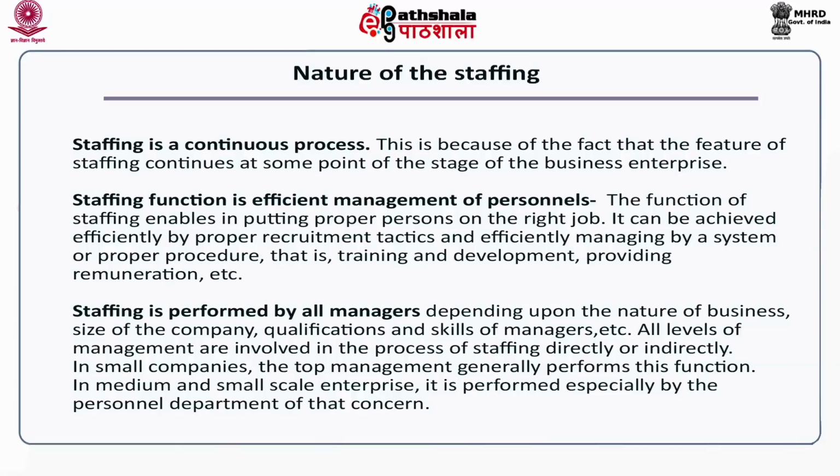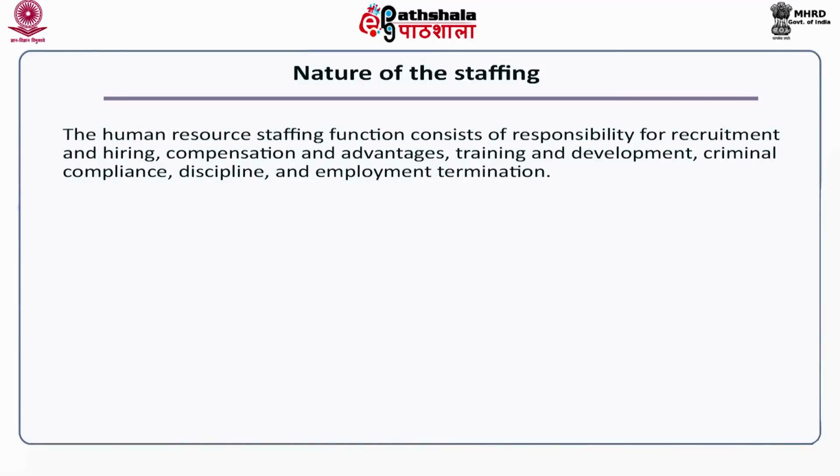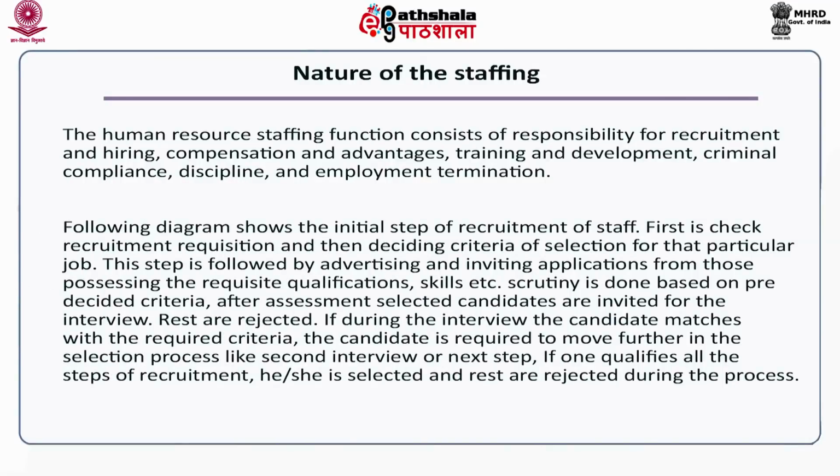In small companies, the top management generally performs this function. In medium and large scale enterprises, it is performed especially by the personnel department of that concern. The human resource staffing function consists of responsibility for recruitment and hiring, compensation and benefits, training and development, legal compliance, discipline and employee termination. The following diagram shows the initial steps of the recruitment of staff.